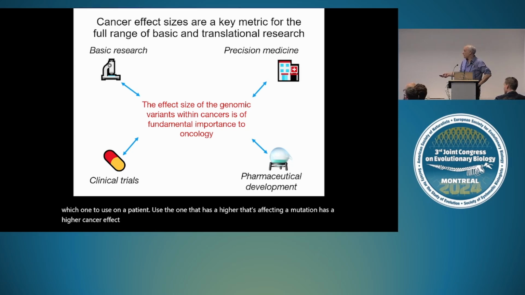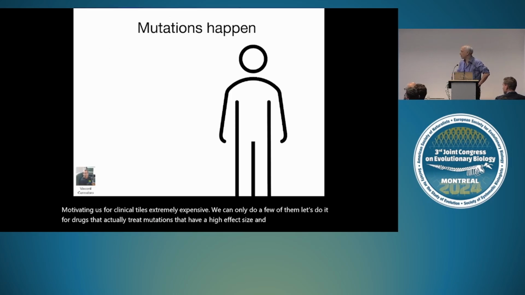Motivating us for clinical trials, which are extremely expensive. We can only do a few of them. Let's do it for drugs that actually treat mutations that have a high effect size, and pharmaceutical development should also prioritize by this method. Okay, next thing.